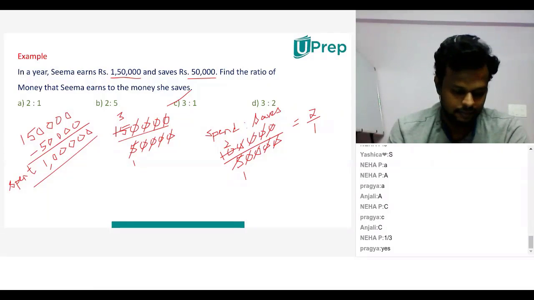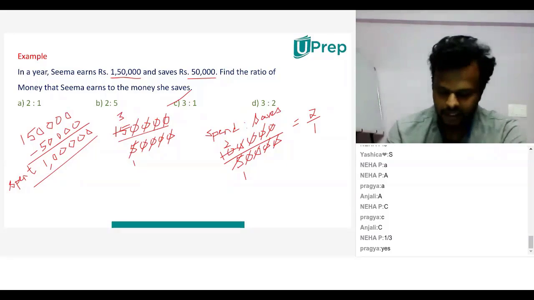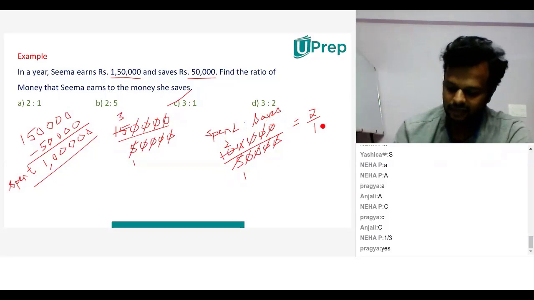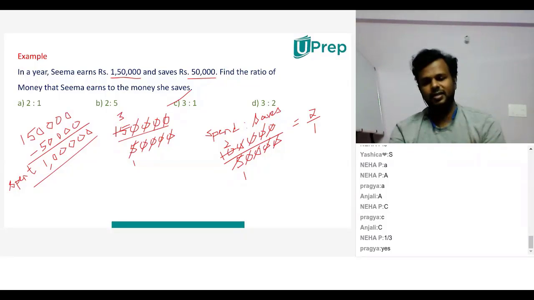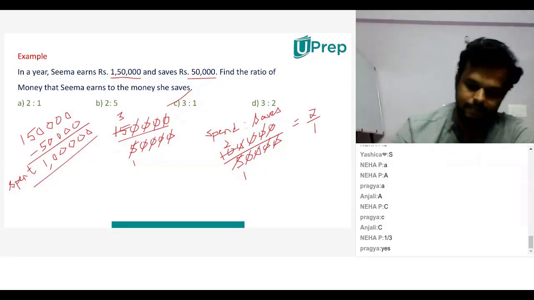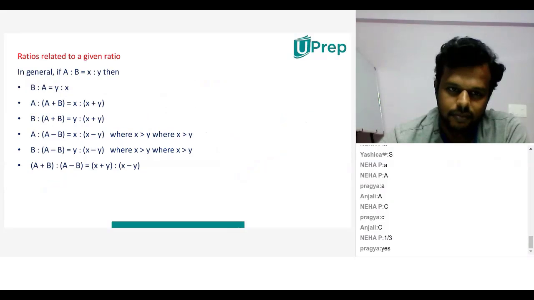Sir, actually, I got it as 1/2, and I typed as 1/3. No, see here he's asking for spending by saving, right? So that is 2:1. If I would have asked savings by spending, then it will be 1:2. Okay. Actually, sir, I think I took the question as the reverse. Okay, no problem.